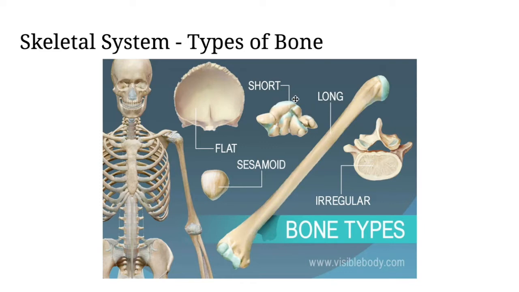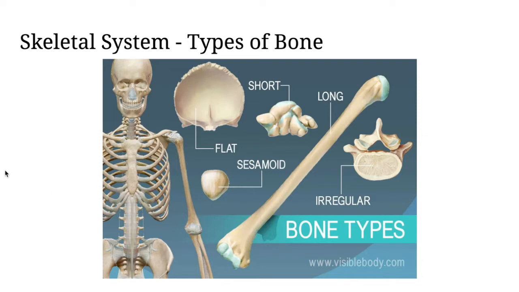Those are relatively cubical in shape. You're going to find those in compact spaces. So in the wrist, your carpals are short bones, and in your ankle, your tarsals are also short bones. The next category we have is a long bone. The name kind of tells you what it looks like. They are longer than they are wide. So an example would be the humerus in your upper arm would be a long bone.